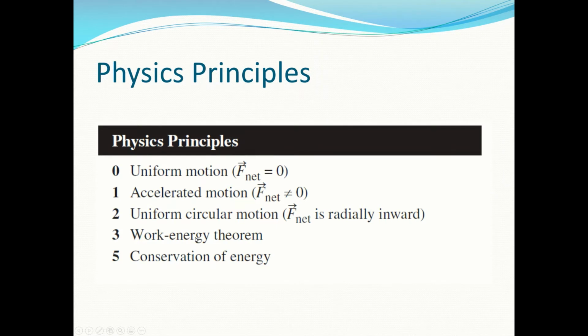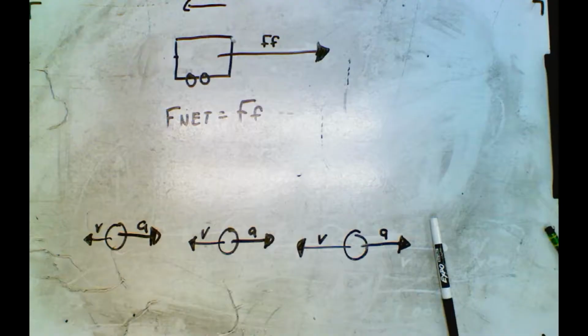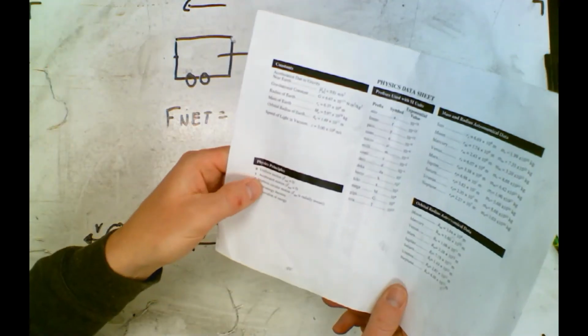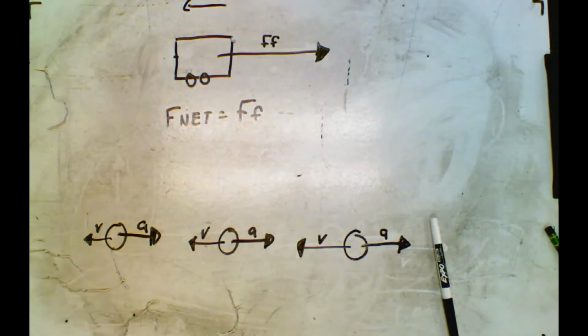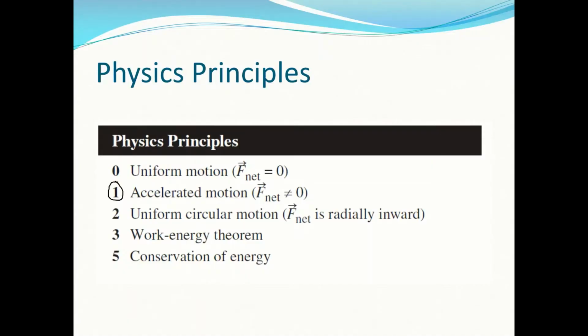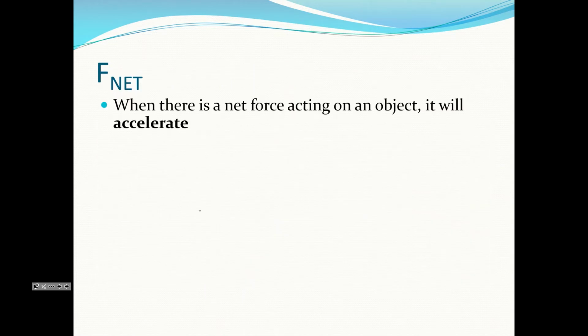So now that we are dealing with acceleration, we can use a new physics principle. And our new physics principle is physics principle number 1. And remember that this is on the back of your data booklet. So in the back of your data booklet, there are these physics principles here, and we have physics principle number 1. So on a test, I could ask a question, what physics principle are you using? Well, we are using physics principle 1 because our Fnet is no longer 0. Okay, so when there's a net force acting on an object, it will accelerate.